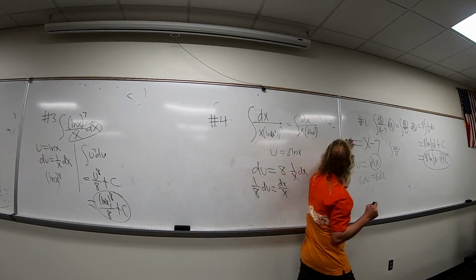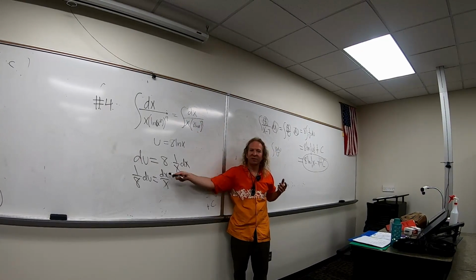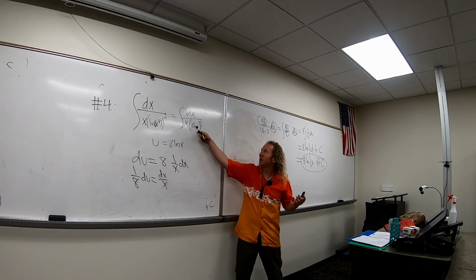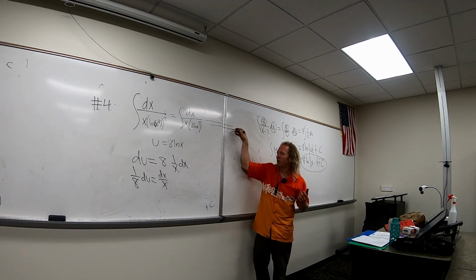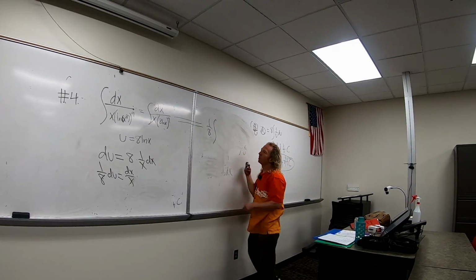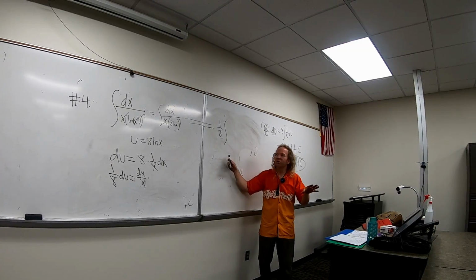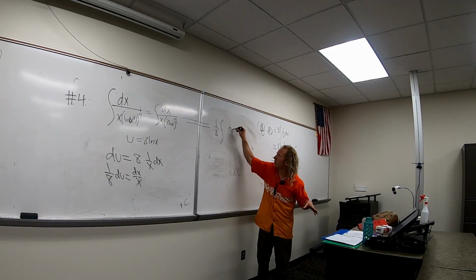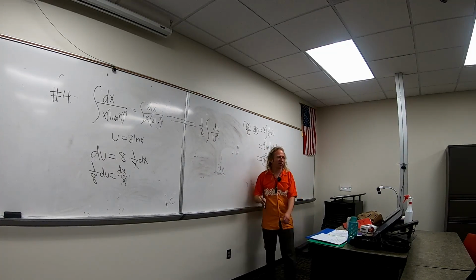Okay. So now the dx over x is 1/8 du, right? So this piece here is 1/8 du. So this is going to become 1/8 integral, and dx over x is 1/8 du. So you can pull out the 1/8, right? So we get du over u to the 9th.